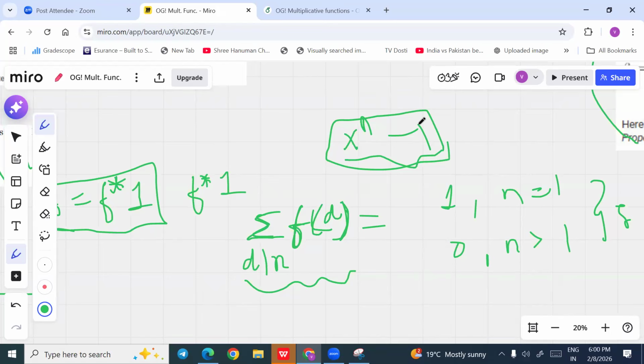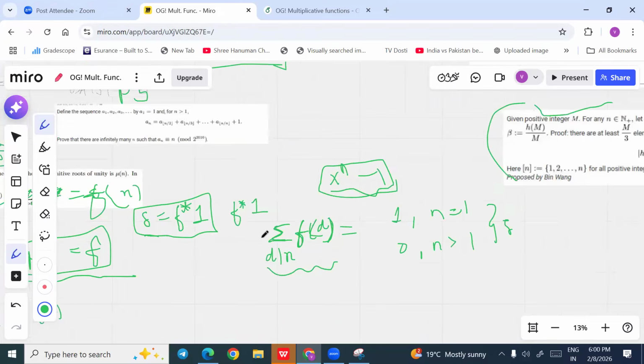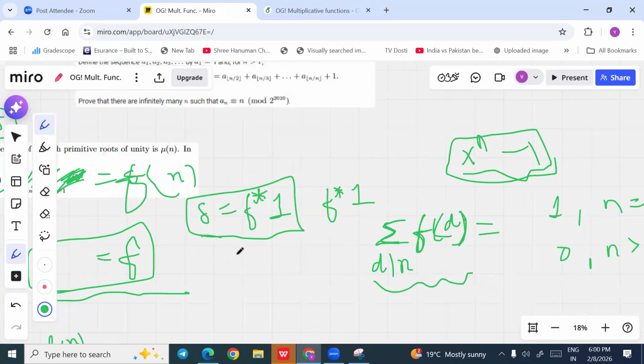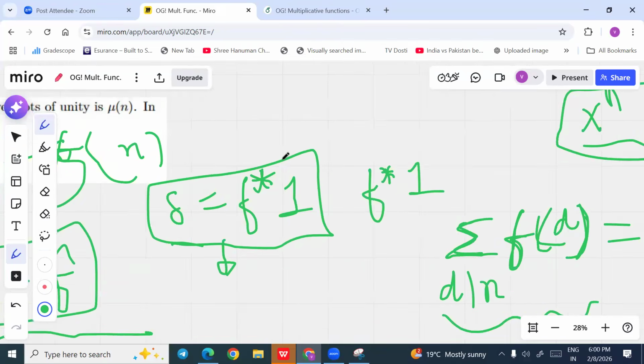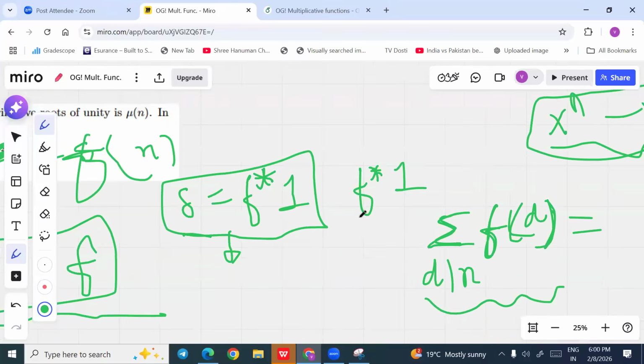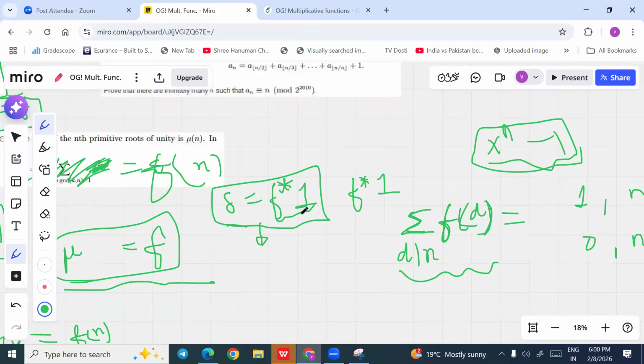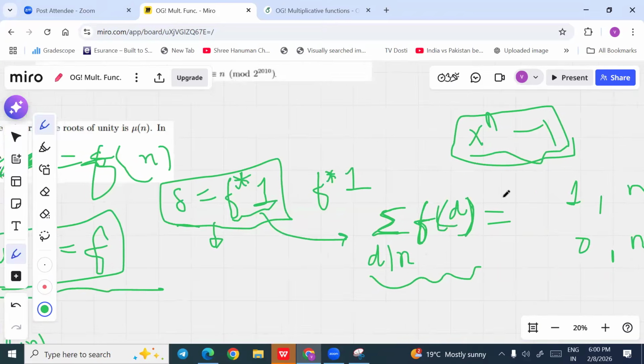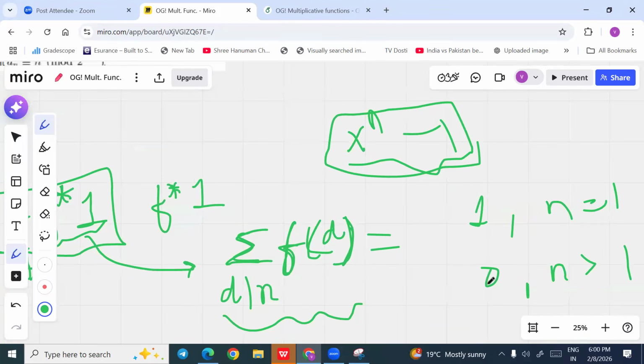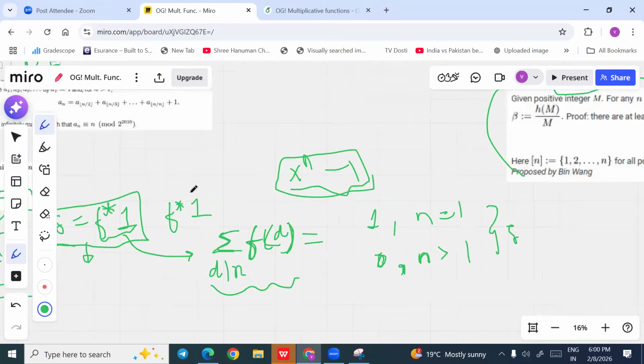Could you just repeat the last part? Okay, so you got this one like this. It suffices to prove this. So what you indeed do, if I write this f cross 1, just expand this, so it's this, right? Yeah. So it's just this. So we want to prove that this is 1 when n is equal to 1 and 0 when n is greater than 1, because that's the definition of a delta function.